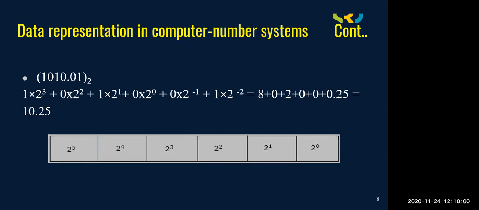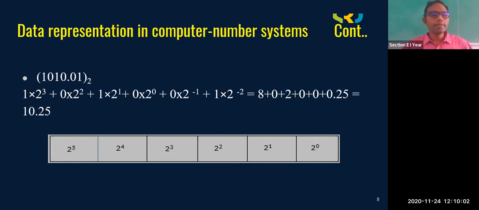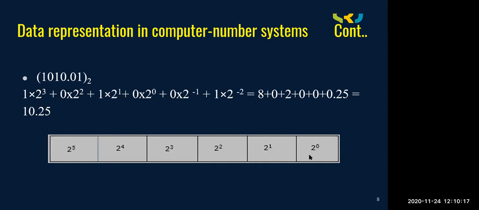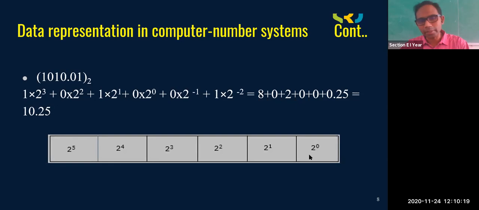Shall we go to the next slide? Decimal to binary and binary to decimal is over. So you need to recollect this chart, this particular diagram: 2 to the power of 0, 2 to the power of 1, multiply with the digit, add, multiply. Okay, so let us go to the next slide.